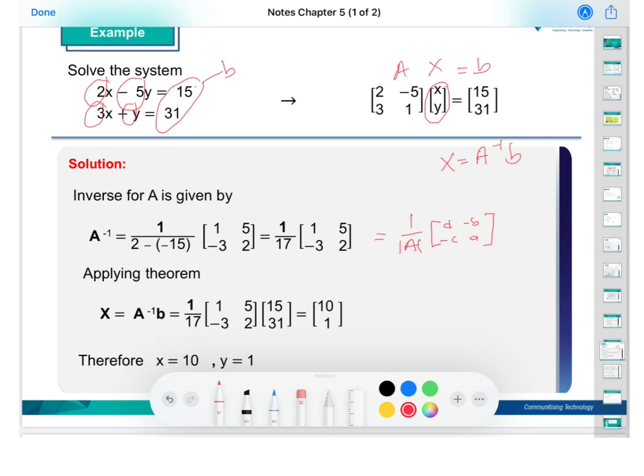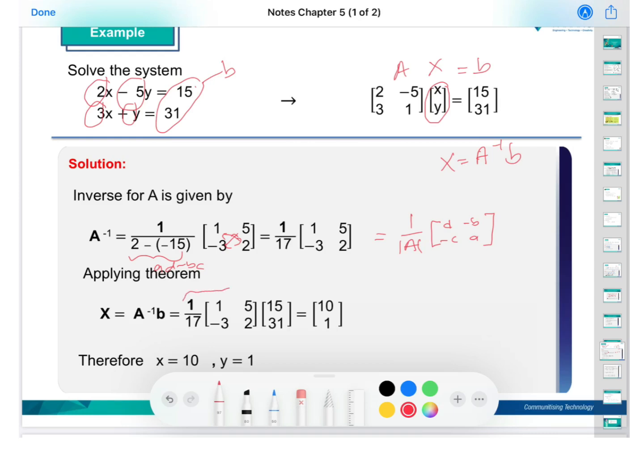So you have this one. Okay, the A and D change places, the B and C change sign. Okay, and then this determinant is AD minus BC. So your x now is A inverse multiply with B.